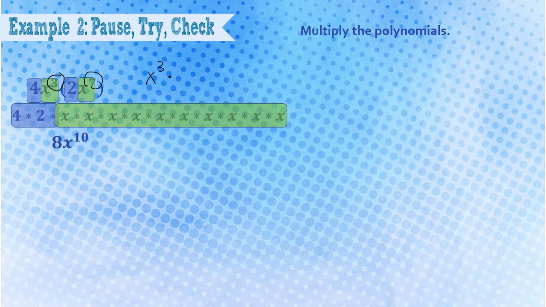So x to the 3rd times x to the 7th can also be written like this, x to the 3rd plus 7, which is x to the 10th. That's what's happening here.